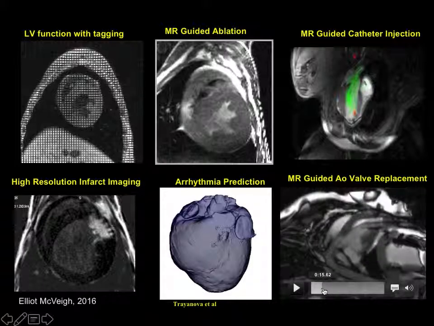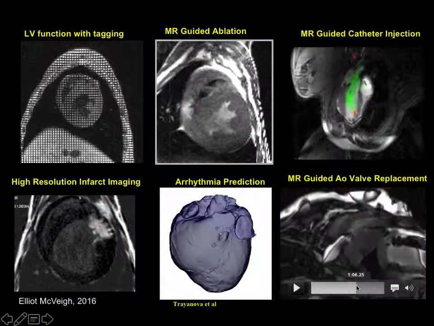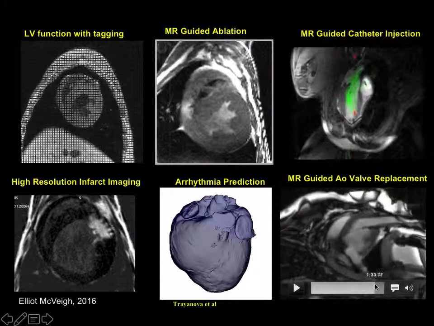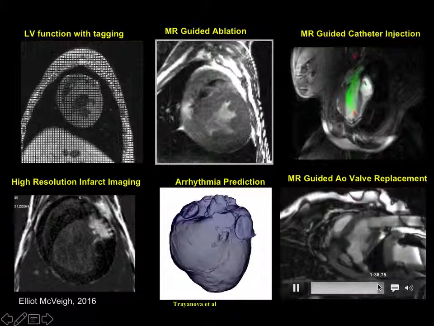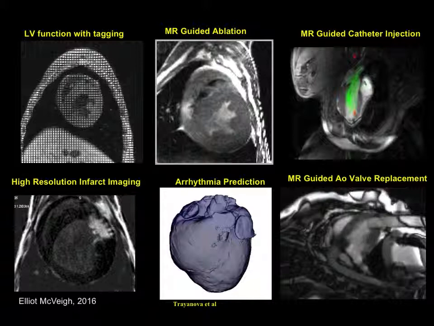And I'll just speed it up here. See that? We pushed it into the aortic root there, blow it up with a balloon. You can watch that on MR. Take the balloon down, suck everything back, and now you've got a new valve in the heart. So this is done under fluoro nowadays in people. It's called TAVR, but we did this under MR guidance in order to take flow data and things like that during the procedure.